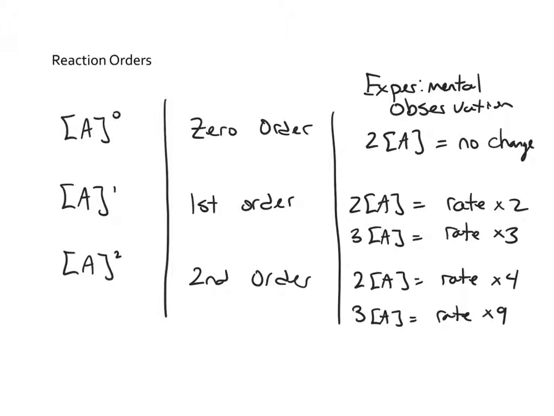So in summary, if the concentration doubles between 2 experiments and no change in rate was observed, then that particular reactant is zero order. If the reactant doubles in concentration from one experiment to another and the rate also doubles, then you can expect it to be first order with respect to A. And if the concentration doubles between 2 experiments and the rate goes up by a factor of 4 or quadruples, then you expect the order of that reactant to be second order.